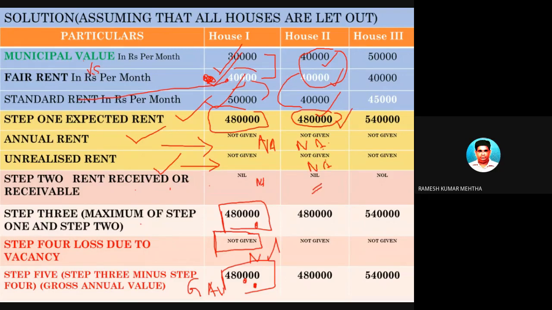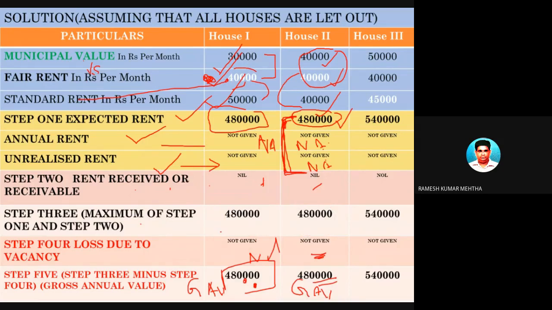Hope you have understood. Step three, step one versus step two, whichever is highest, and in this case it is 4,80,000 rupees. Loss due to vacancy is not given. So 4,80,000 minus 0 is 4,80,000. So this is the gross annual value of house property 2.